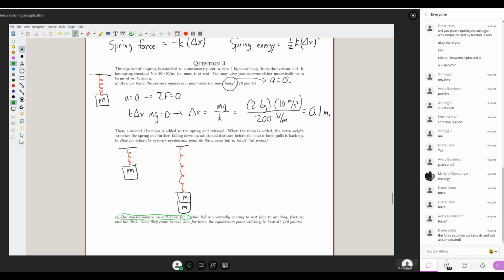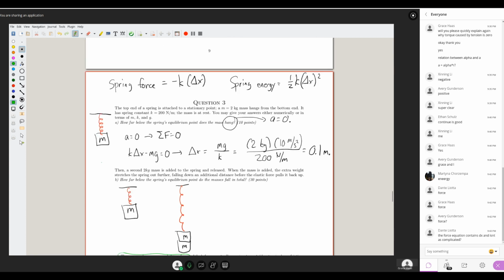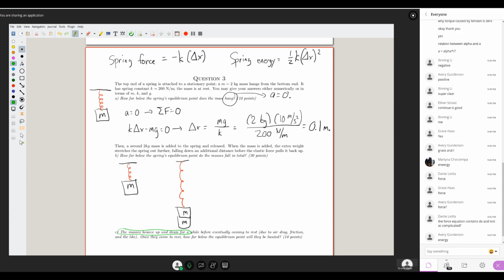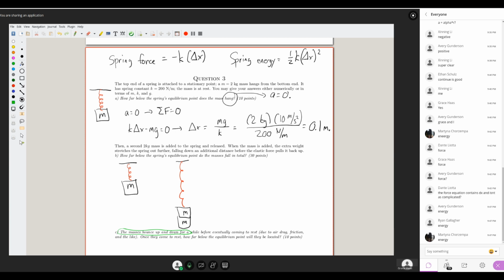So in part B of this question, what technique do we use? Force or energy? Yeah, energy, because here we've got a clear before and after picture.